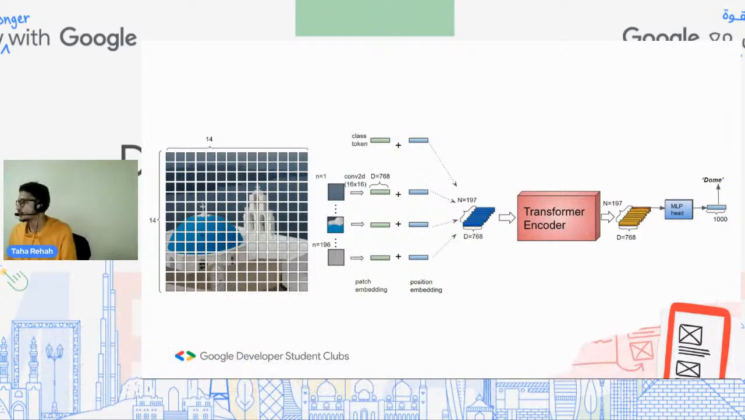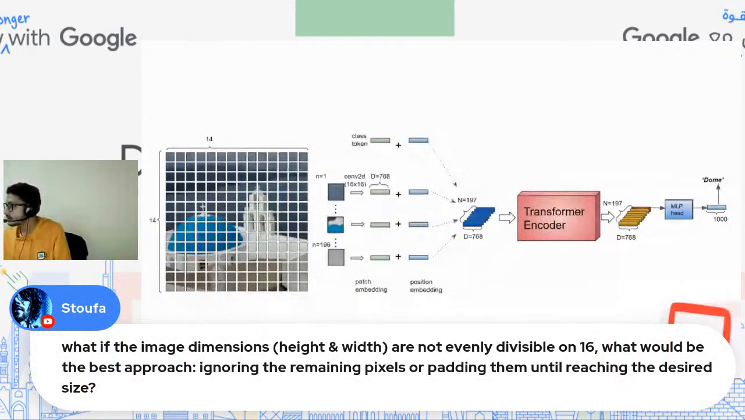Okay, so we have Stofa. What if the image dimensions, height and width, are not evenly divisible by 16? What would be the best approach: ignoring the remaining pixels, or padding them until reaching the divisible size?